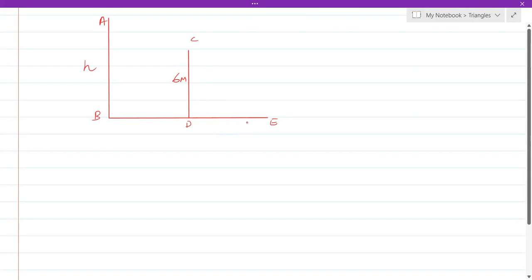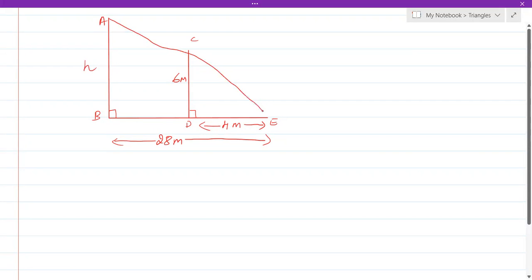The length of the shadow of the pole is given as 4 meter, meaning from D to E is the length of the shadow of the pole. And the length of the shadow of the tower is 28 meter. That is from B to E. So 28 meter is from B to E, from here to here. And obviously the angle will be 90 degrees. Let me combine the tops.